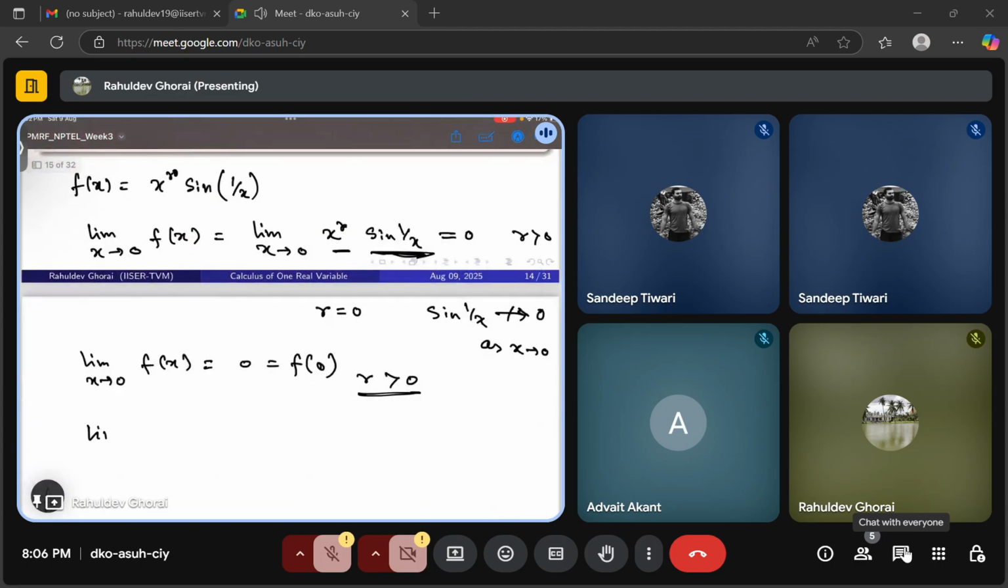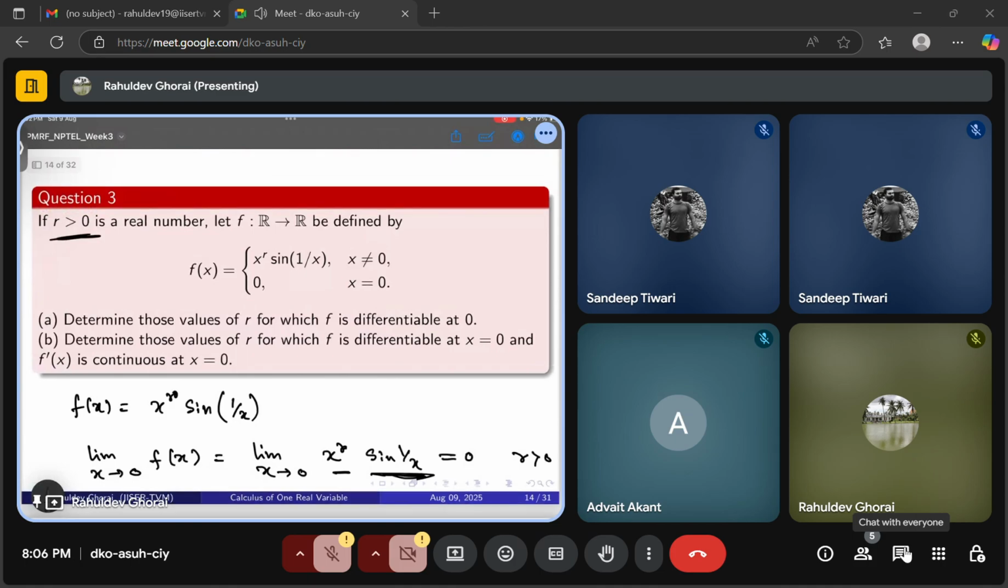Now for differentiability, what do you need? Can you tell me, do I need to check the function's differentiability when x is not equal to 0? Do I need to check that? No, right? For zero, you have to check.